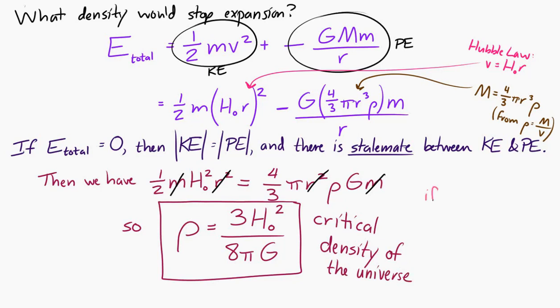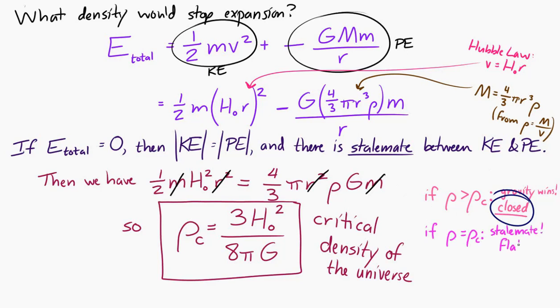If the density of the universe is greater than the critical density, then that means that gravity wins. Gravity would be able to reverse the expansion of the universe. We'd live in a closed universe. The expansion would stop, reverse, and we'd end up with a big crunch. If the density of the universe is equal to the critical density, then we live in a flat universe where the expansion would be able to be stopped, but not reversed. And if the density of the universe is less than the critical density, then there's not enough matter in the universe to stop the expansion, and the expansion will go on forever.